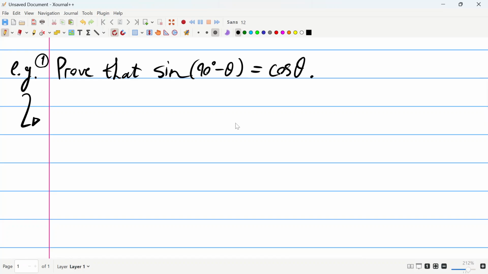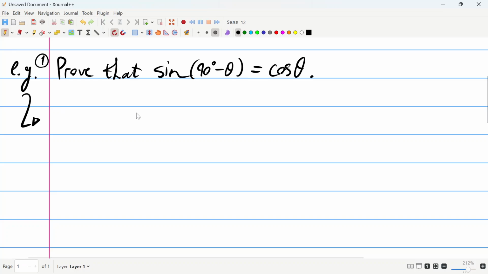So here's our first question. Example 1 says, prove that sine of 90 degrees minus theta is equal to cosine theta. Now, if you look through reduction angles, you would know that that is true. Why? Because you can see 90 degrees minus theta is in quadrant 1, and everything is positive in quadrant 1. So therefore, it will have a positive sign, and then because it's 90 degrees, it's a co-function, meaning you change it from sine to cos. So that is true. However, we want to use a proof. We want to prove that that is actually true.